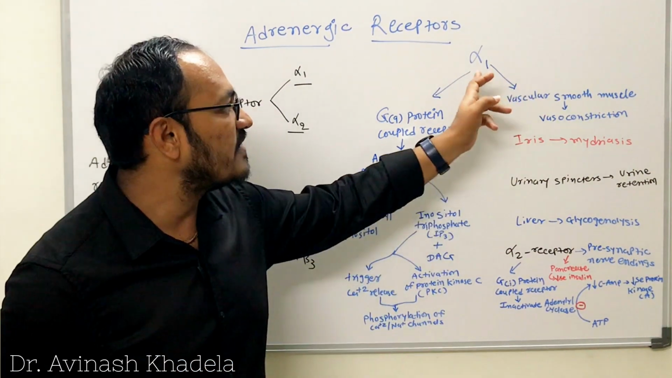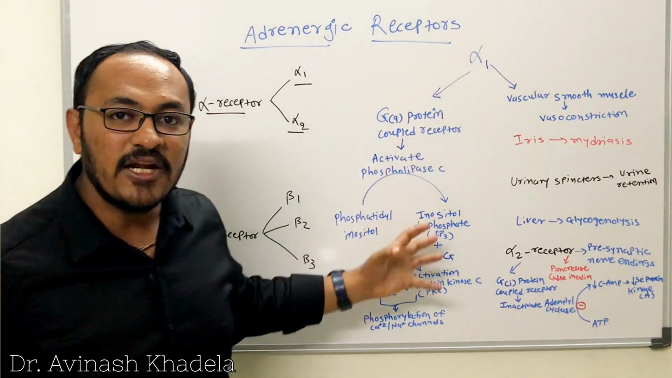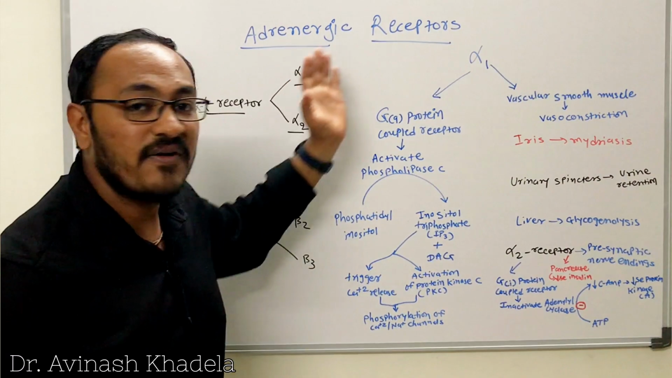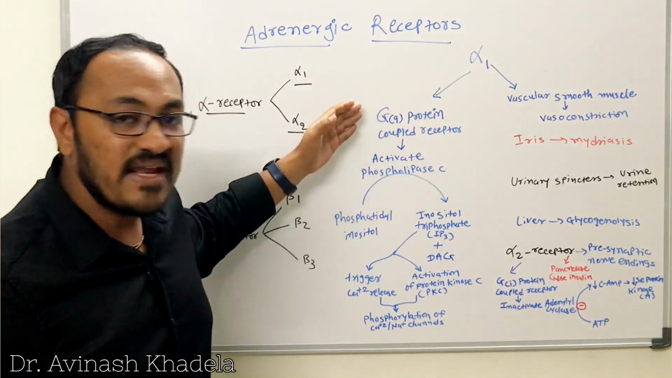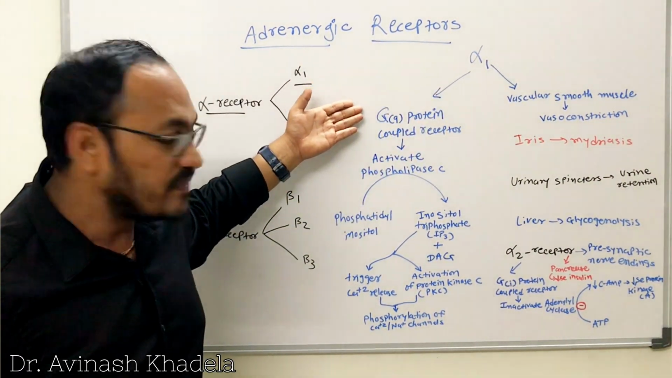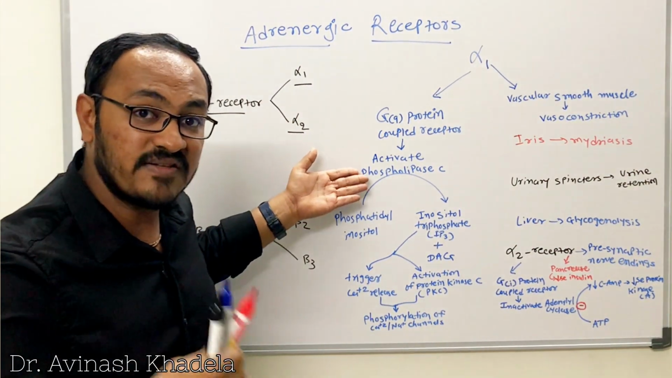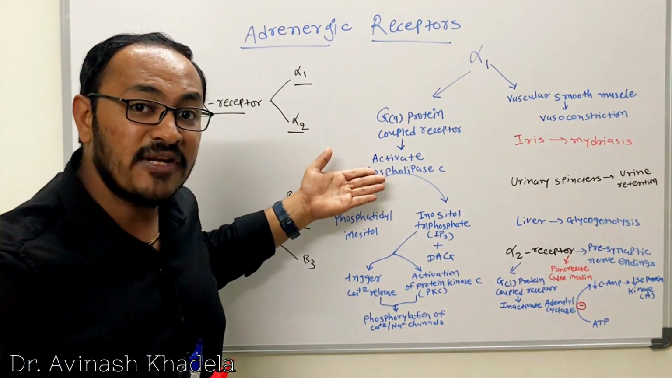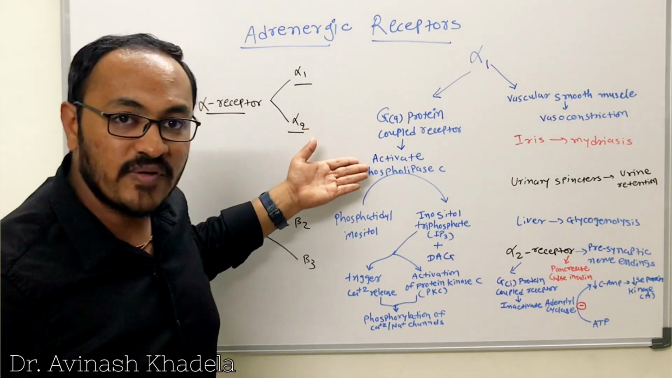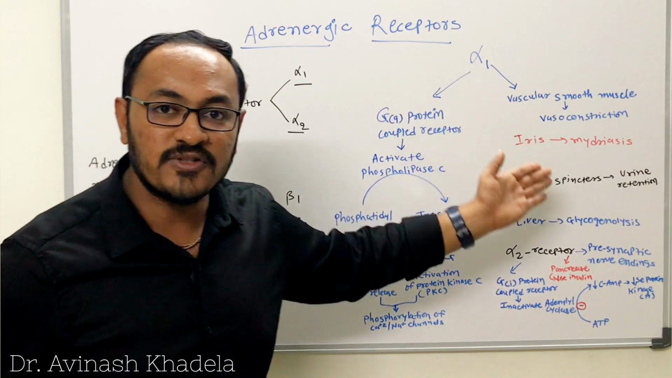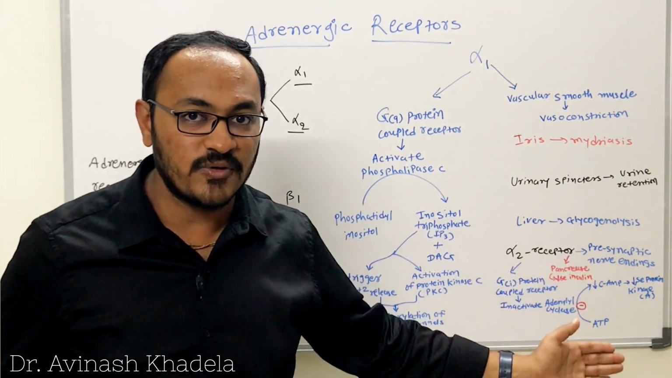Because alpha 1 receptor is a stimulatory receptor, this is how it works. Again, I am revising. Alpha 1 receptor activates phospholipase C when stimulated. When alpha 1 receptor binds to epinephrine and norepinephrine, it will activate phospholipase C, which will convert phosphatidyl inositol to inositol triphosphate and diacylglycerol.